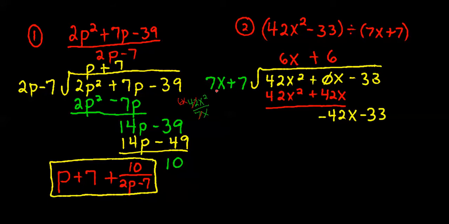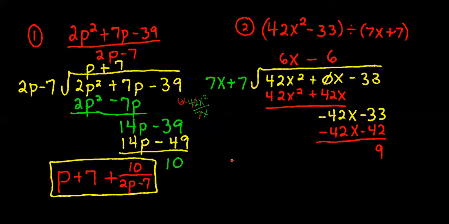Because 7x's going into negative 42x, actually, it's a minus 6. I'm going to change that sign. All right, so I'm going to turn around and multiply. Negative 6 times 7x is negative 42x. Negative 6 times 7 is negative 42. Draw a line, and then I'm going to subtract. Negative 42x minus negative 42x is 0. Negative 33 minus a negative 42 is negative 33 plus 42, or 9.